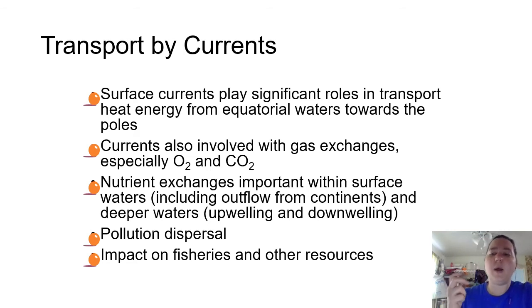So remember, upwelling brings up that nutrient rich water, basically full of fertilizer, decaying organic matter, both in the form of dead bodies and poop, basically. Okay, and then it brings that up, and that acts like fertilizer. And then in other areas we have downwelling, where it brings that stuff down. It is involved in pollution dispersal, and then impacts on fisheries and other resources.